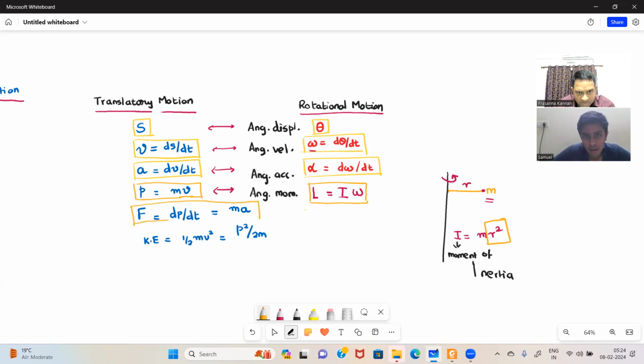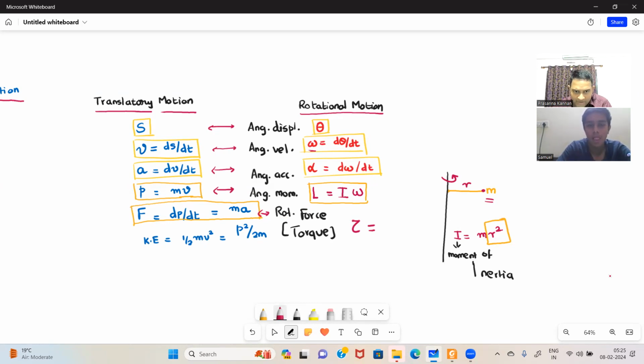Now the next thing. Here we talk about force. F is equal to dp by dt, which is also equal to ma. The equivalent here is what we call rotational force. What is another name for rotational force? Torque. So can you tell me what torque is going to be? R into F is one way of writing it.